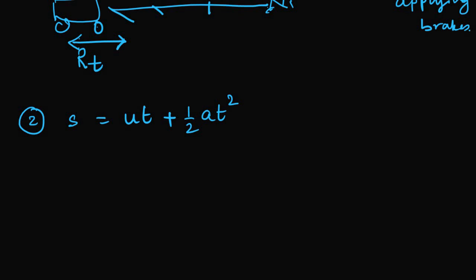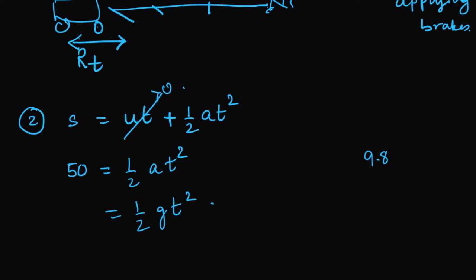Now, if S has been given as 50 meters and initial velocity was 0, that means you started from rest, so this term becomes 0. And it is simply half a t square, and if it is vertical, you can simply take it as 9.8, which is half g t square, and you can find out the t for both of these if you know a or g. If it is vertical, you can take g into account. If it is horizontal, then you should know the acceleration. If you know any of these things, then you can find out t.